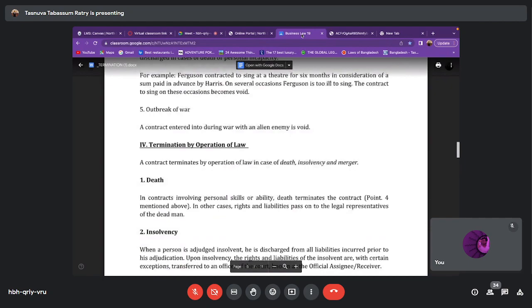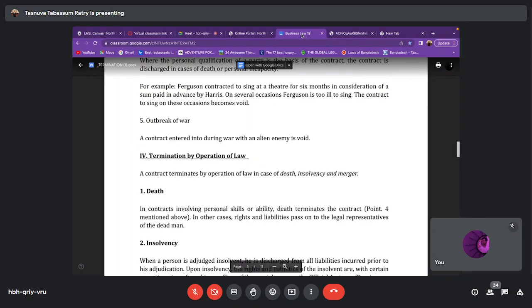Lastly, outbreak of a war. We already know this, that whenever a contract is being entered during a war with any alien enemy, that contract becomes void because it is impossible for the parties to perform that contract. They are disqualified persons. So any person who at a state of war makes a contract with Bangladesh, that contract will be void, because a contract that is being entered during the war with an alien enemy is void. It is being terminated because that alien enemy is a disqualified person, and any disqualified person does not have the capacity to enter into a contract.